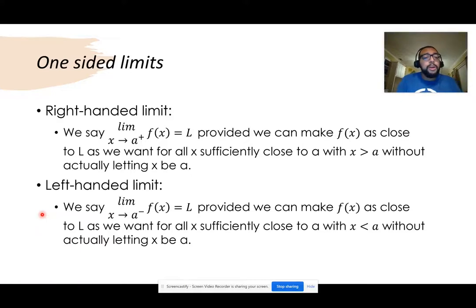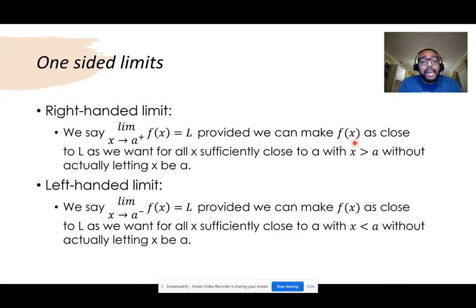We have a right-handed limit and a left-handed limit. So we used the same definition last time just for limit. I'm going to modify it just a little bit. We're going to say the limit as x approaches a from the right. That's how I say that. The limit as x approaches a from the right of f of x equals L.